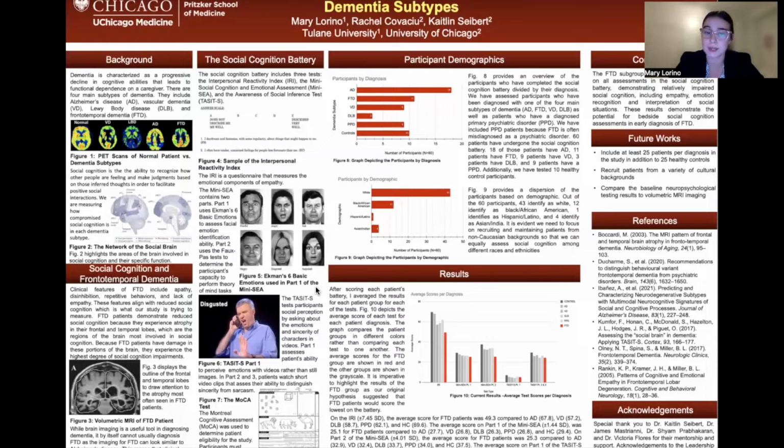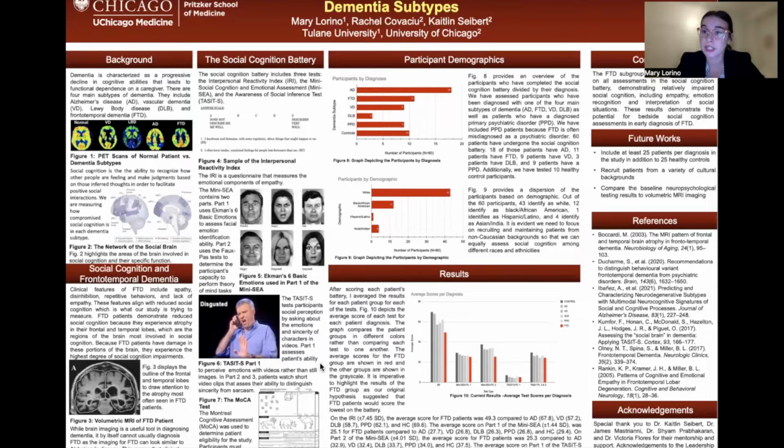Next, the TASIT examination assesses participants' ability to detect emotion and sincerity of characters in videos. Part 1 assesses patients' ability to perceive emotions with videos rather than still images. So part 1 of the TASIT is really similar to part 1 of the mini-C, except that the TASIT uses videos. In figure 6, you can see an example of what the video might look like. Then in parts 2 and 3, patients watch short video clips, which assesses their ability to distinguish sincerity from sarcasm.